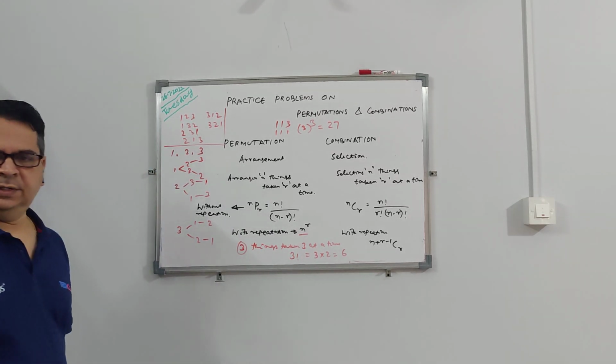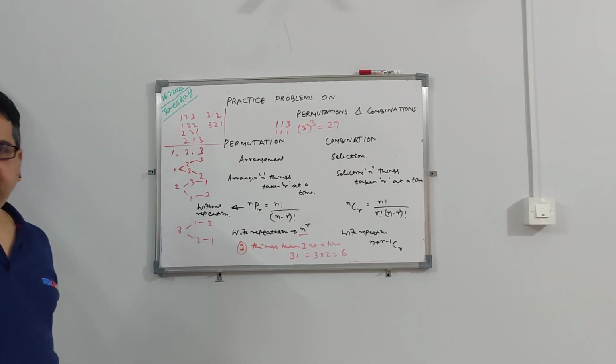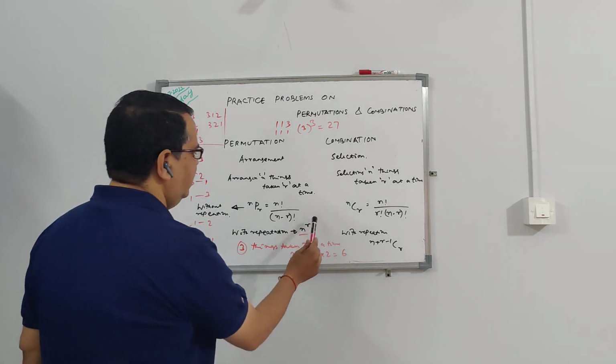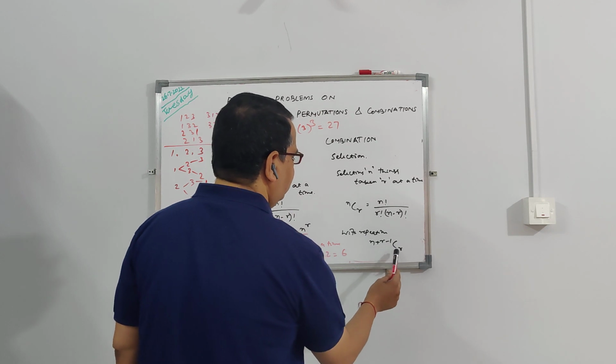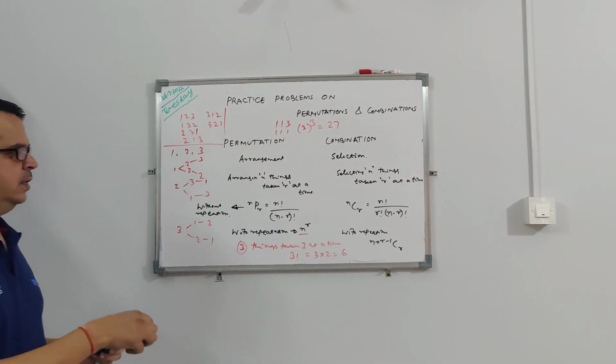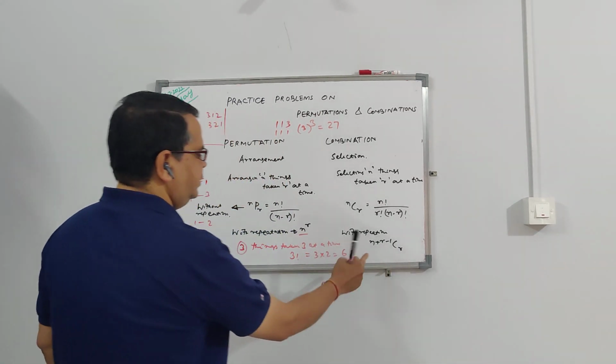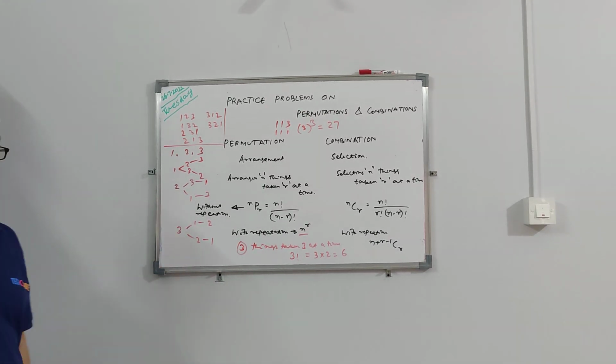These are without repetition. But if you are repeating things, the formula for permutation will be n to the power r. And with repetition, the formula for combination will be n plus r minus 1 C r. Just remember that.